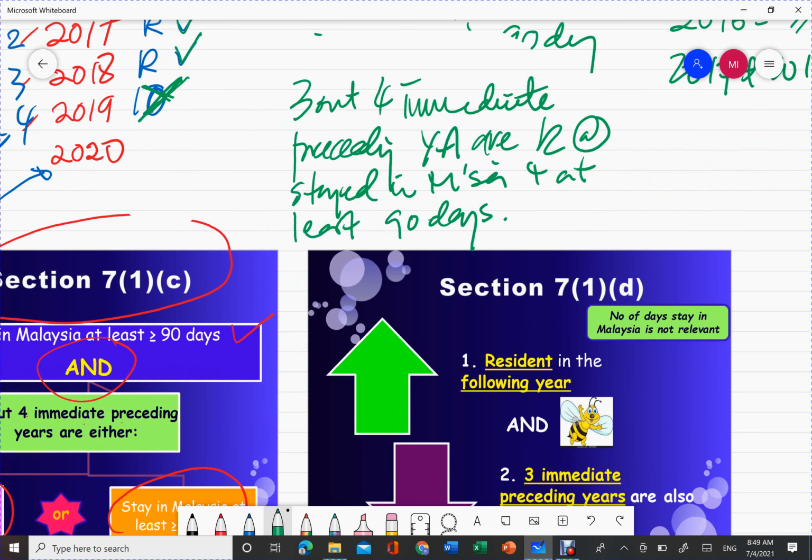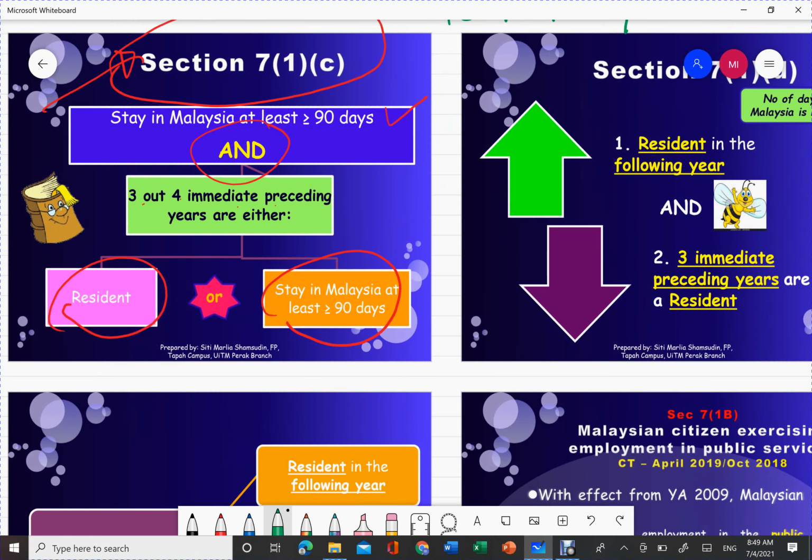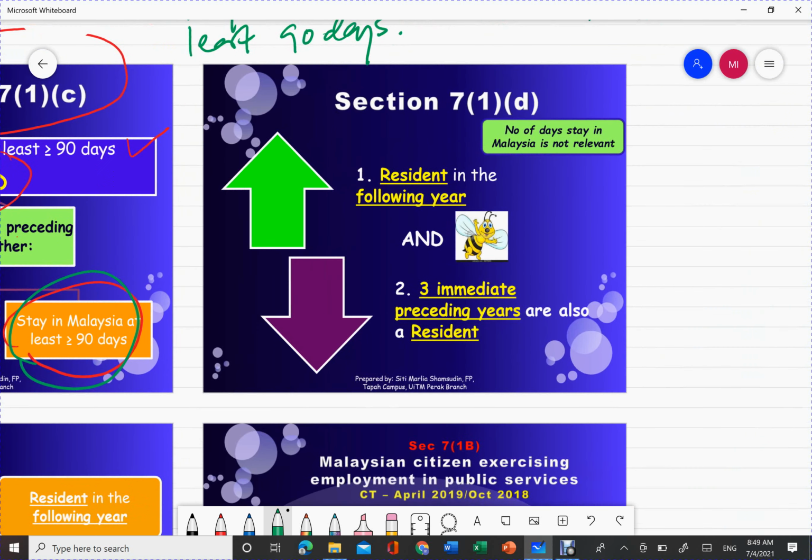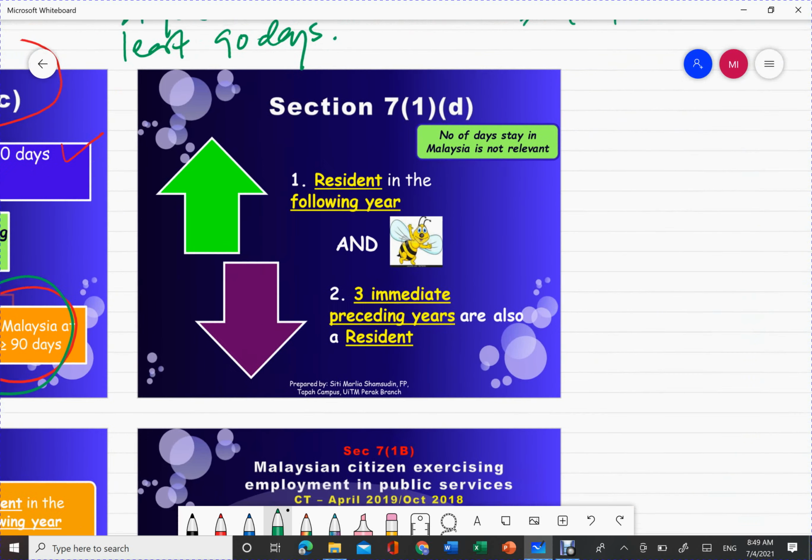Okay, so section 71C is pretty simple. Okay, year in question must be at least 90 days. Lepas tu 3 out of 4 immediate preceding YA, sama ada dia stay for 90 days ataupun dia ialah resident in Malaysia. Okay, now you're going to look at section 71D pula.